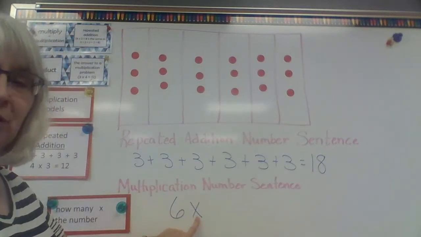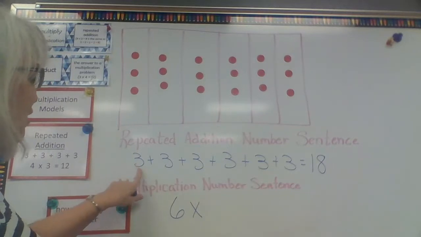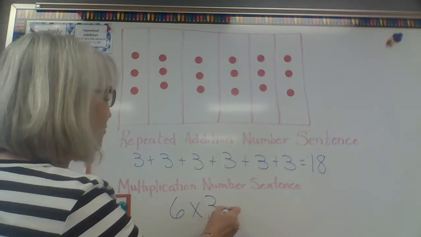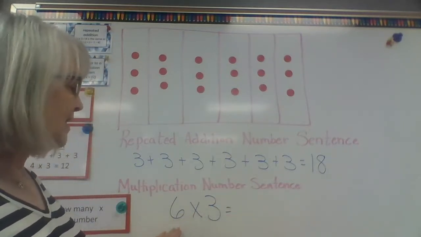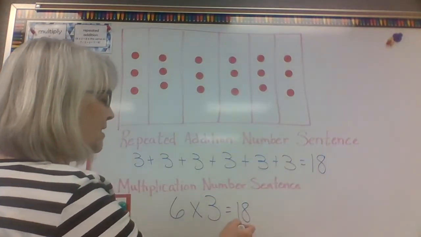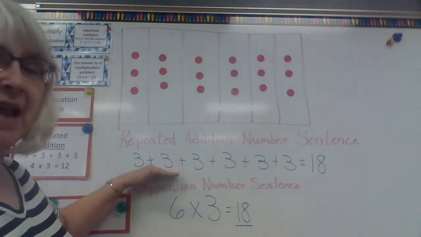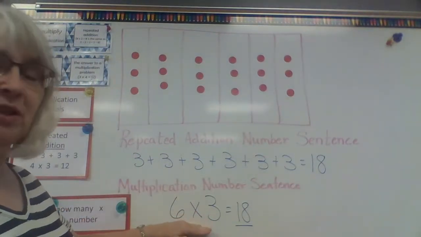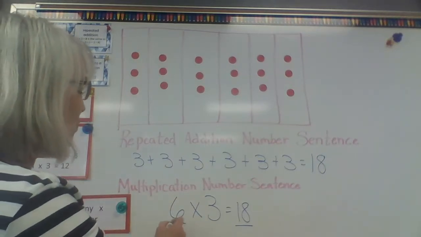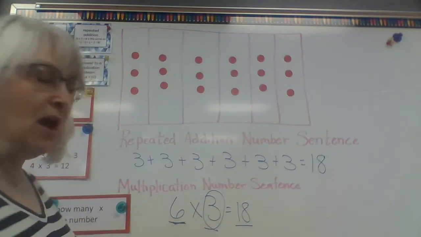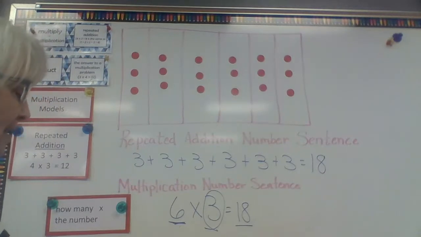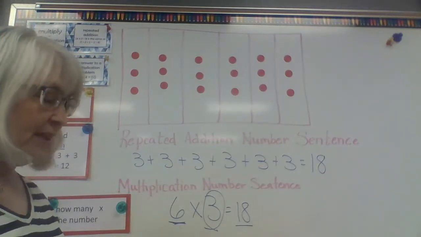This is the symbol we use for multiplication. What is the number that we repeat over and over? 3. So then we would want to be able to say 6 times 3 equals 18. The product is 18. So you can do it as addition, or you can do it a fast and easy way as multiplication. This tells us we wrote this number 3 6 times. And when we did, we had 18 counters in all. The product was 18.